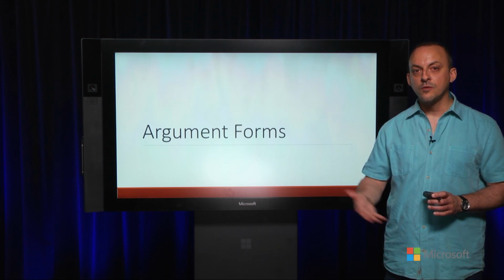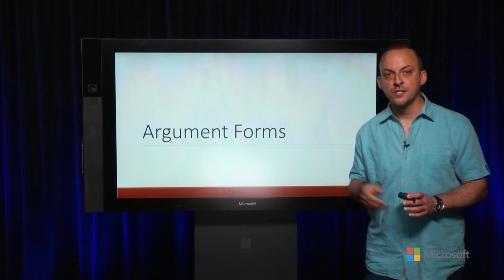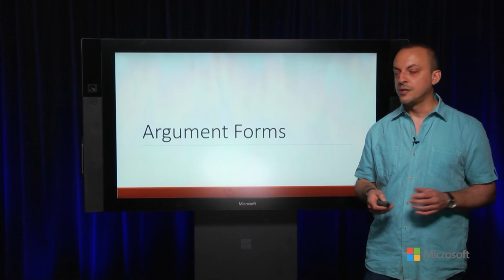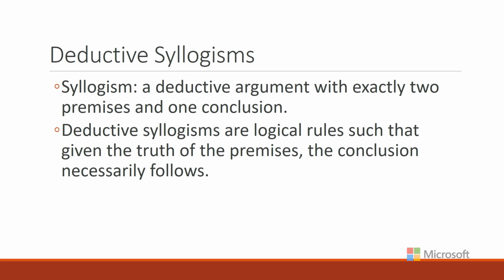All right, so we're going to continue on looking at argument forms, but we're going to focus now on very specific deductive argument forms that you can use to construct arguments. Let's remember that deductive arguments we would call syllogisms. Syllogisms have exactly two premises and one conclusion. And these syllogisms, again, are rules that, given the truth of the premises, the conclusion necessarily follows. And this is going to be true for every deductive argument form that we look at.